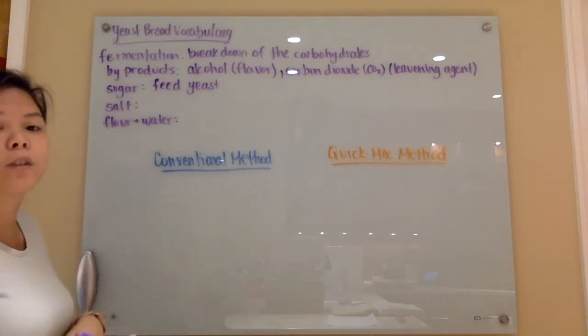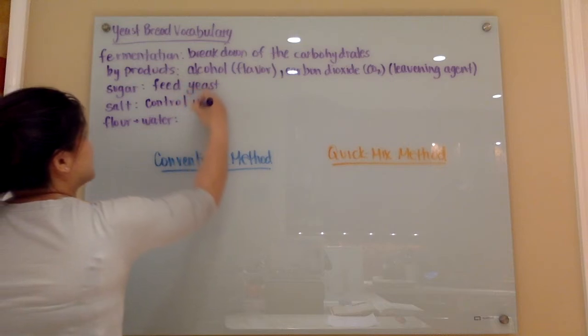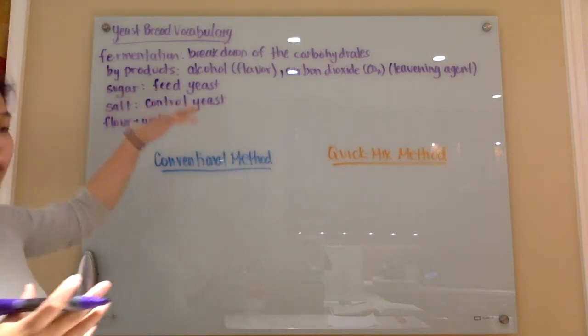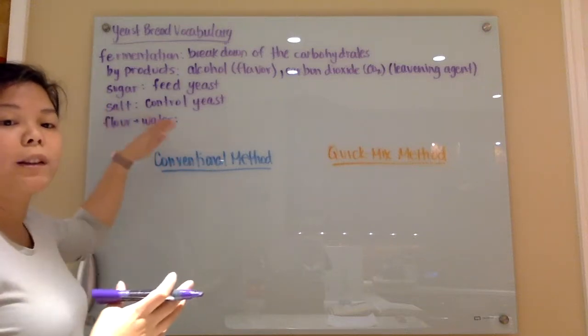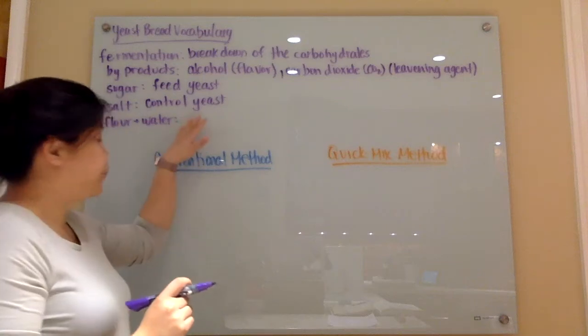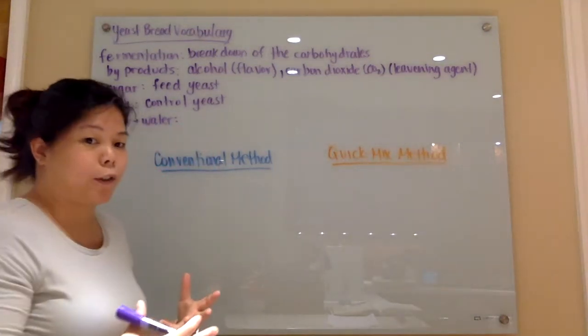However, we also have salt, and this is what is going to help control that yeast. So as that yeast is growing, feeding off the sugar, the salt that you add into the ingredients is going to help make sure that the yeast doesn't grow out of control.